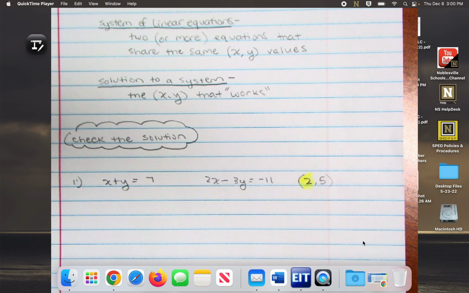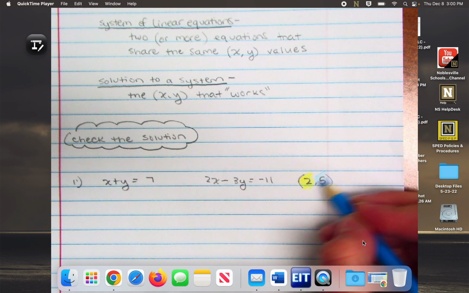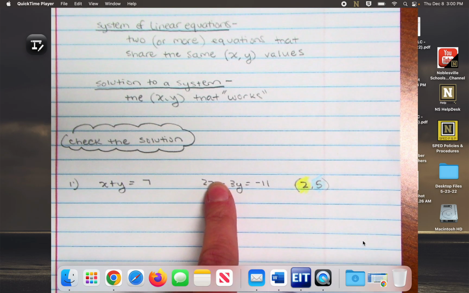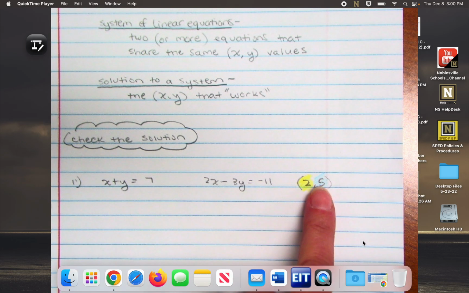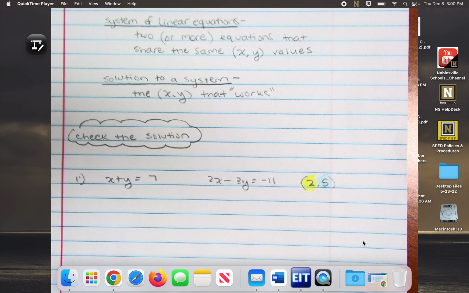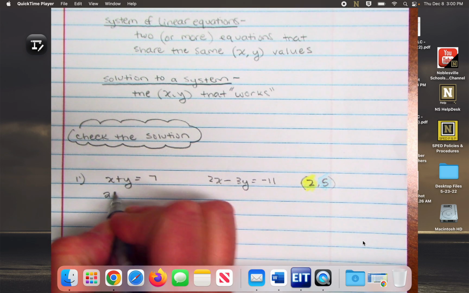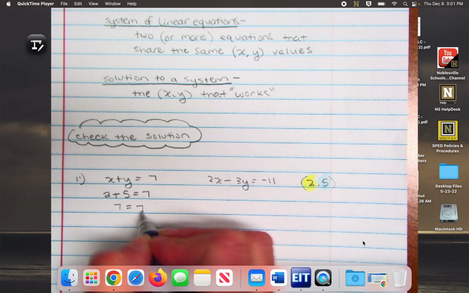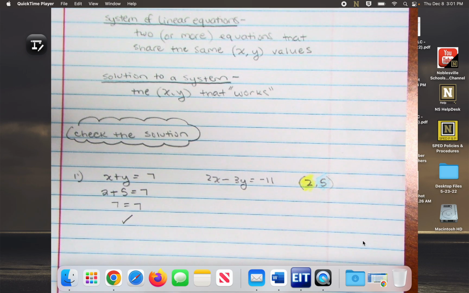So we're going to have our x's be yellow and our y's be blue, okay? So what I'm going to do is put the 2 where I see x's, and put the 5 where I see y's. So my next step is to say 2 plus 5 equals 7. Well, yeah, 7 equals 7. So that's good. That one works.